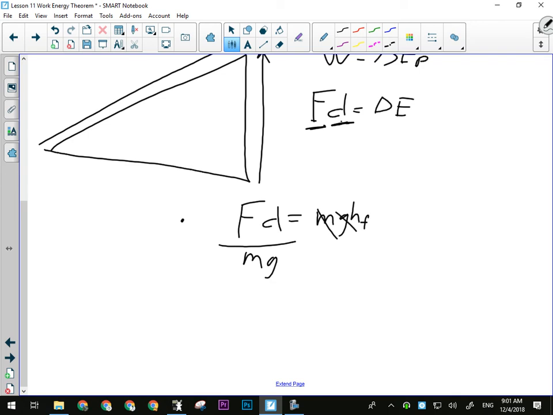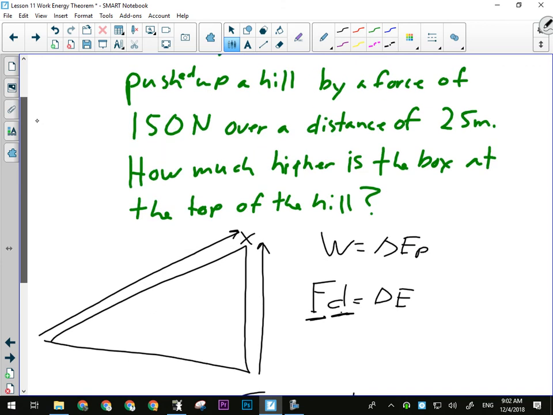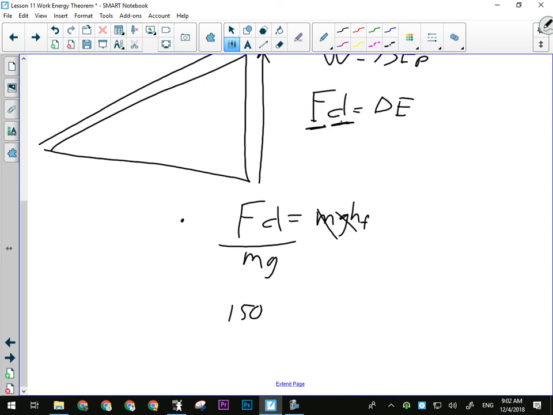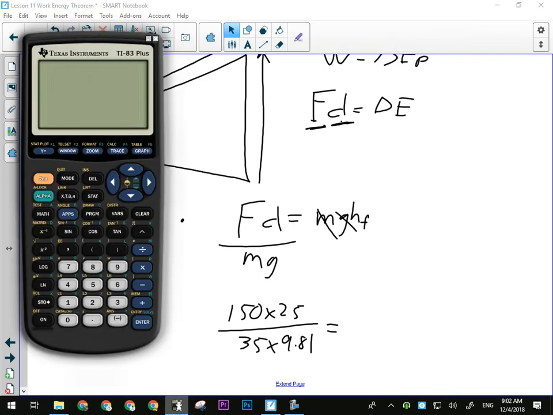Guys, basically these work energy theorem questions always come down to essentially the same steps. I identify what kind of energy is being changed. I set force times distance equal to it if I have to. And then I manipulate for whatever it is I'm looking for. So in this case, we'd be plugging in our numbers. That would be 150 times 25, that's our force, that's our distance, divided by 35, our mass, times 9.81, the acceleration due to gravity, and I'll have my answer.